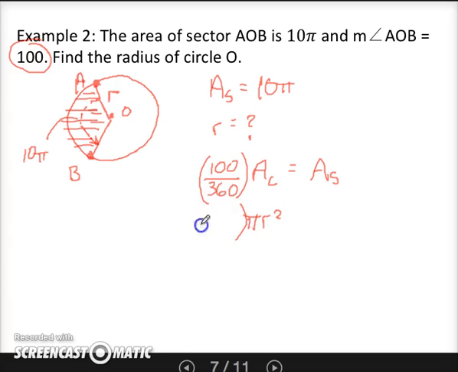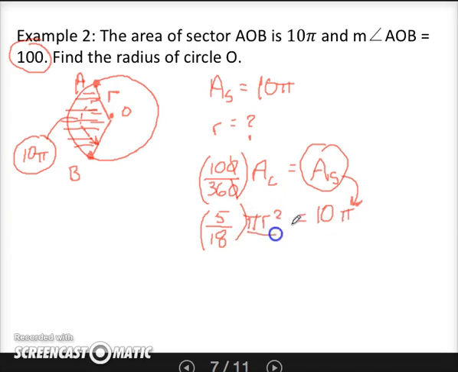So I have this fraction, which I would like to simplify right now. Crossing off a 0 each, now I have 10 over 36, which reduces to 5 over 18. That's a little more manageable. 5 over 18 times pi r squared is equal to the area of the sector, but we're given the area of the sector. So that equals 10 pi. I can simply substitute 10 pi for the area of the sector. Now I have an equation that's pretty manageable.